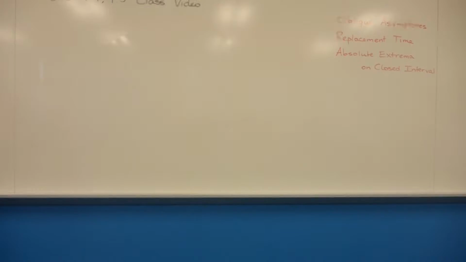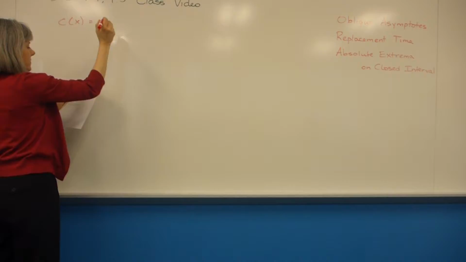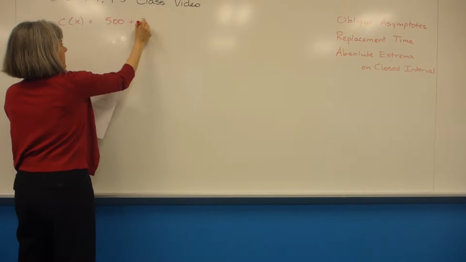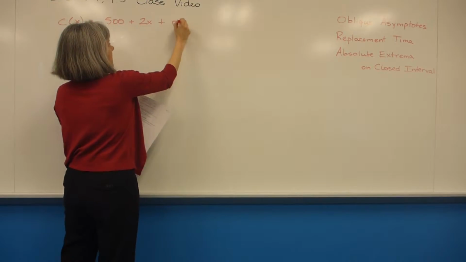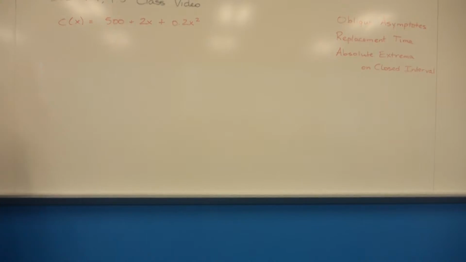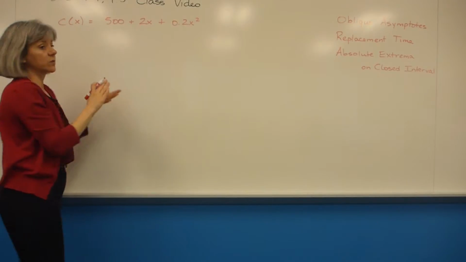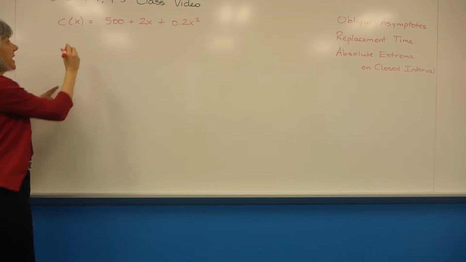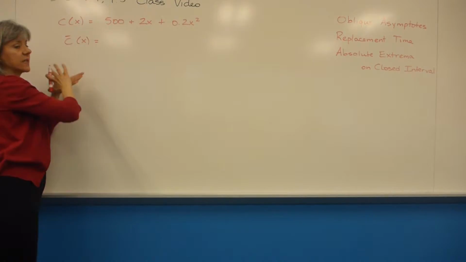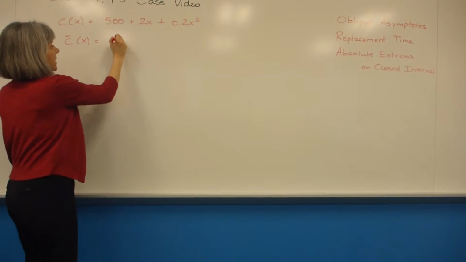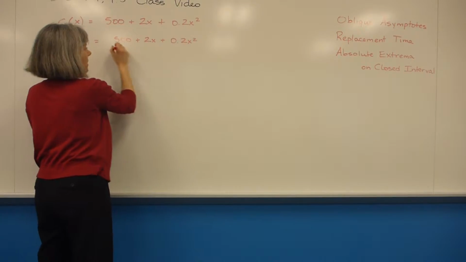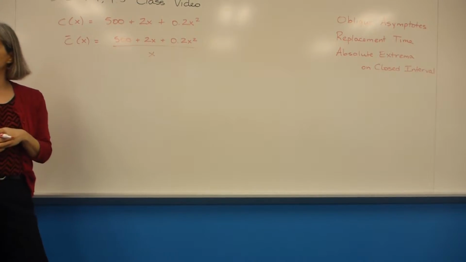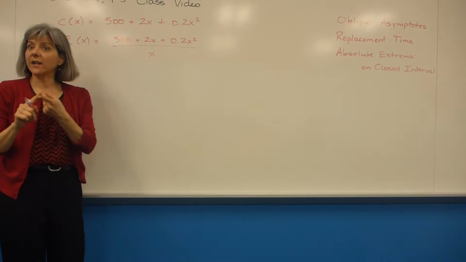So here's an example. Here is a cost function. 500 in fixed costs, $2 per item, and then there's some other cost that goes up as x squared. The first thing we're going to do is find the average cost. So we're going to take the whole thing and divide by x. That's how we find average. So 500 plus 2x plus 0.2x squared, all of that over x.